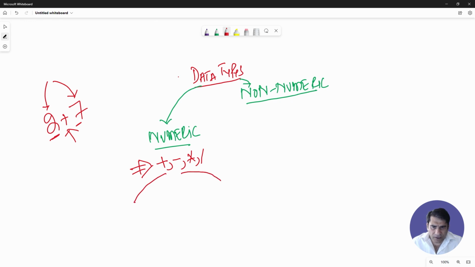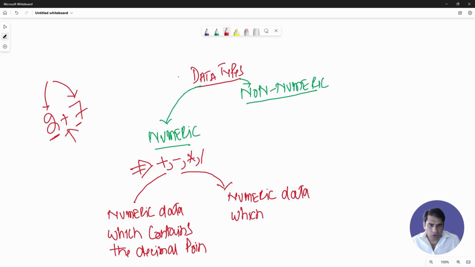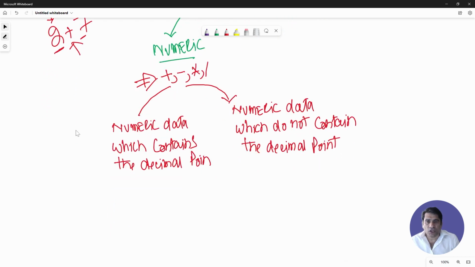My friends, numeric data can further be divided into two types: numeric data which contains the decimal point, and numeric data which does not contain the decimal point. Okay, so both of them are numeric data.